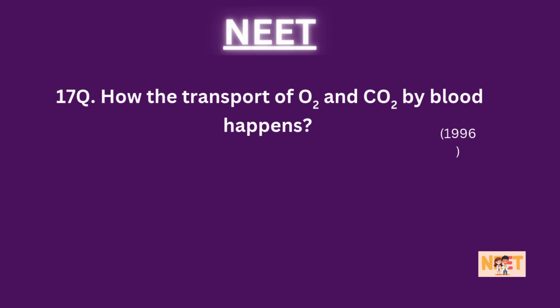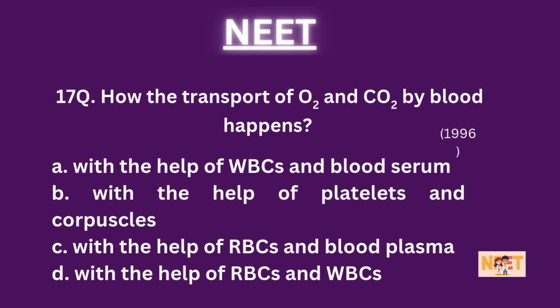Seventeenth question. How does the transport of O2 and CO2 by blood happen? A. With the help of WBCs and blood serum. B. With the help of platelets and corpuscles. C. With the help of RBCs and blood plasma. D. With the help of RBCs and WBCs.